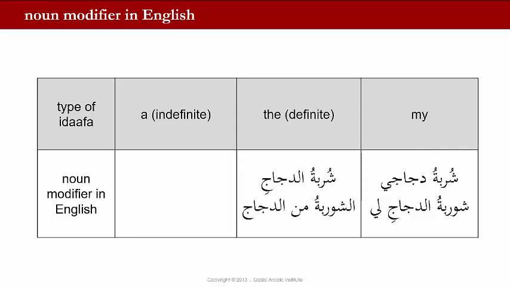الشوربة من الدجاج. If we wanted to break up the Idaafa, the soup from chicken. What if we wanted to say a chicken soup? شوربة دجاج. شوربة من الدجاج. Here we would break up the Idaafa and say شوربة من الدجاج, because شوربة الدجاج and شوربة دجاج in a sense mean the same thing: chicken soup. So if we wanted to say the chicken soup, we would say الشوربة من الدجاج. If we wanted to say a chicken soup, we would say شوربة من الدجاج.